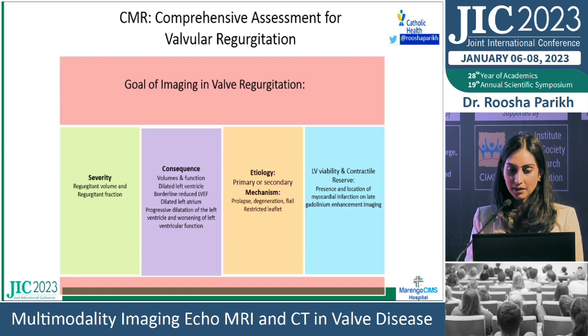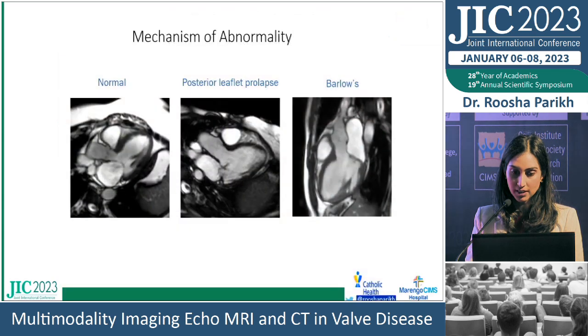We can get an idea of etiology. Is this primary regurgitation or secondary? Is something inherently a problem with the valve, or did something else in the LV or the structure cause the disruption? What's the mechanism? Is there valvular prolapse? Is there degeneration? Is there flail leaflet? Is there a restricted leaflet? We can get an idea of the left ventricular viability and contractile reserve. It helps us assess the presence and location of the myocardial infarction on late gadolinium enhancement. I'll go over some examples.